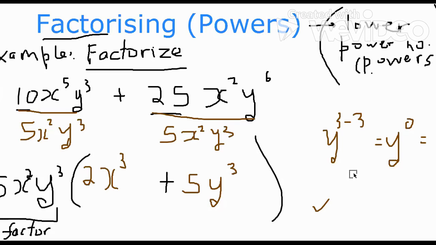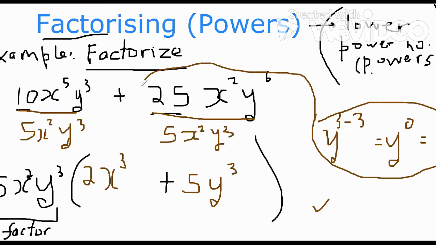Sir, question. Yeah, go ahead. Over there, so we have y3 minus 3 equal y0. How did you come about that again? You mean the zero or the 1? The entire thing, because they minus the 3 from the 6, where they left you with 3. No. You see this? This is for this. Oh, okay. Right. All right, thanks.